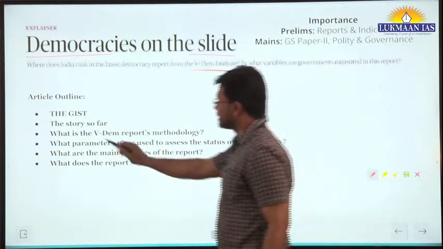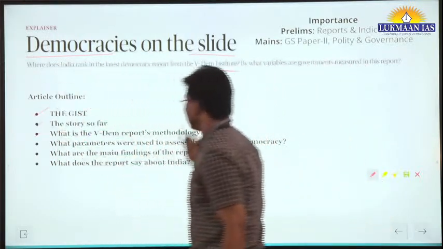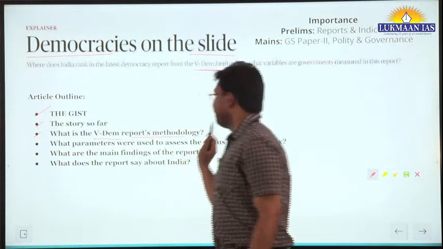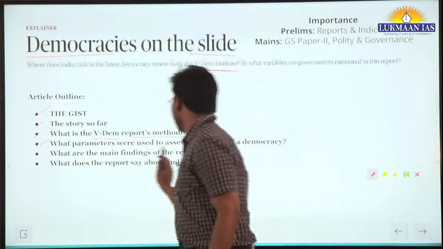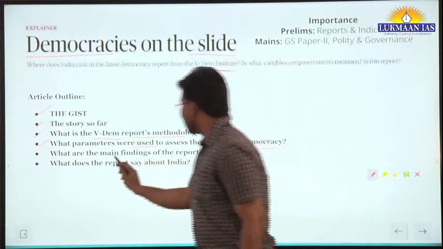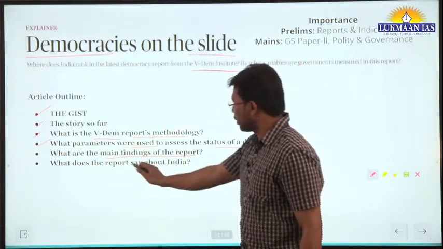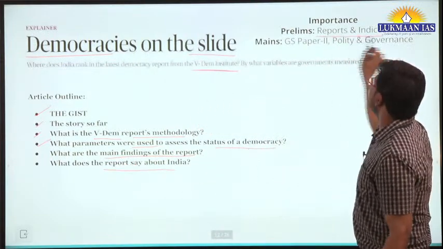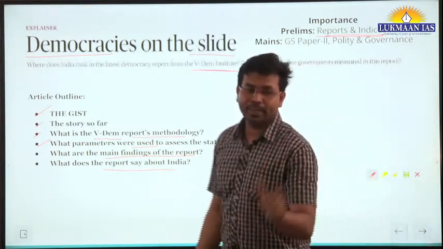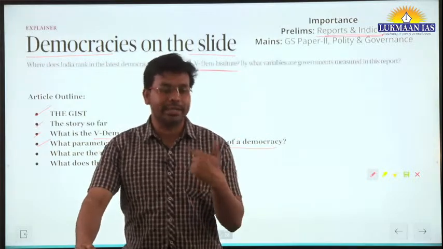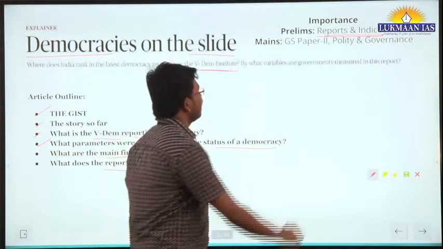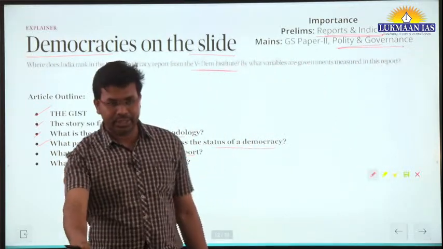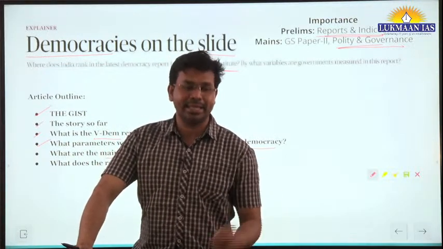So we will understand the gist of the things that were mentioned in the article. It talks about the V-Dem report methodology, what parameters were used to assess the status of democracy, what the main findings of the report are, and we are also going to look into what the report says about India, right? This is important under the reports and indices heading for the prelims exam. In prelims, you get different reports and indices related questions. It is also important for the mains exam under the polity and governance section. It talks about how democracy is changing in India, right?